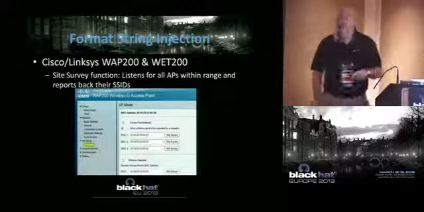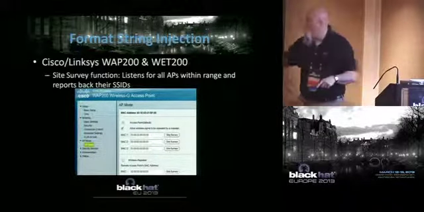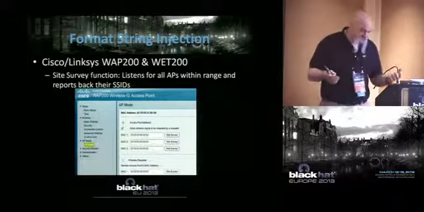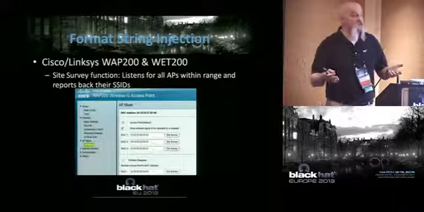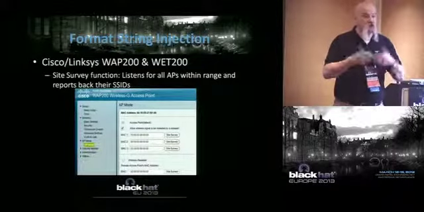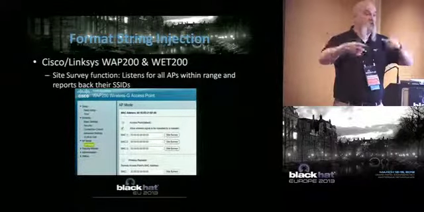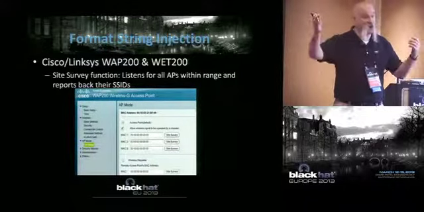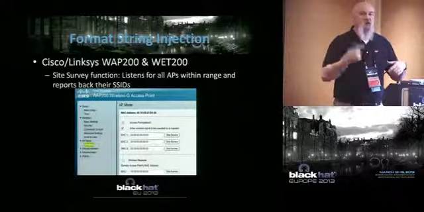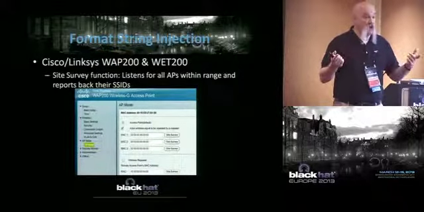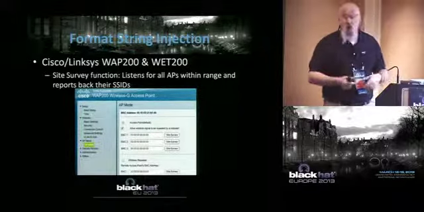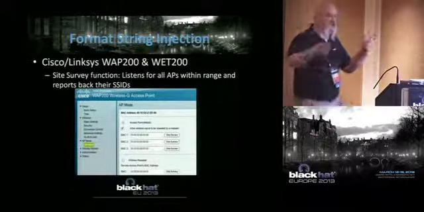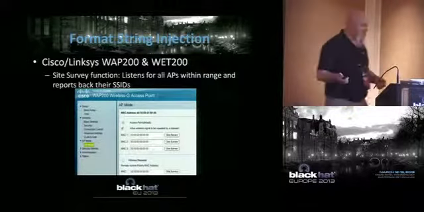So to start with, the Cisco Linksys WAP200 and WET200 I was working with has a function called a site survey function. The purpose of the site survey function is during the setup of the device. With the WET200, which is a bridging device, it helps you identify other access points. On the WAP200, which is also capable of extending a wireless network, it also will identify all the radios that are nearby that you can attach to. By clicking on the site survey, you list all of the SSIDs that are broadcast in the regional area.